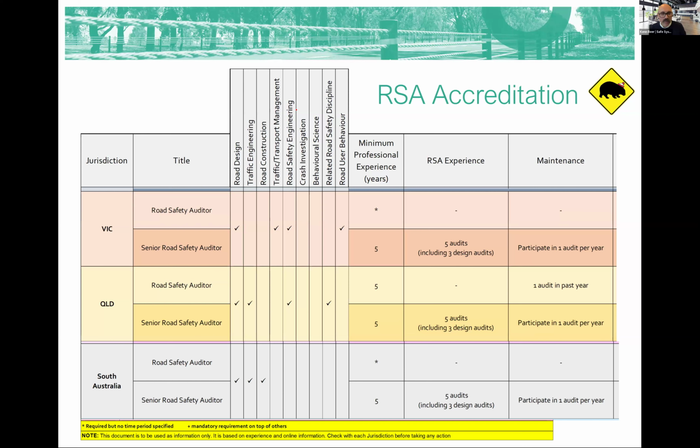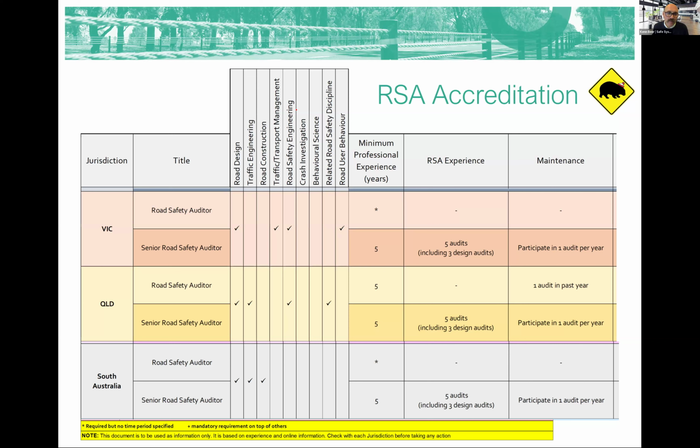But there are these registers that the government agencies keep. So Department of Transport in Victoria, Transport and Main Roads in Queensland, DIT in South Australia, Transport for New South Wales in New South Wales. Tasmania doesn't have their own register. They say use the Victorian one. And Northern Territory just says we'll take anyone's. If you're on any register, we'll accept that.